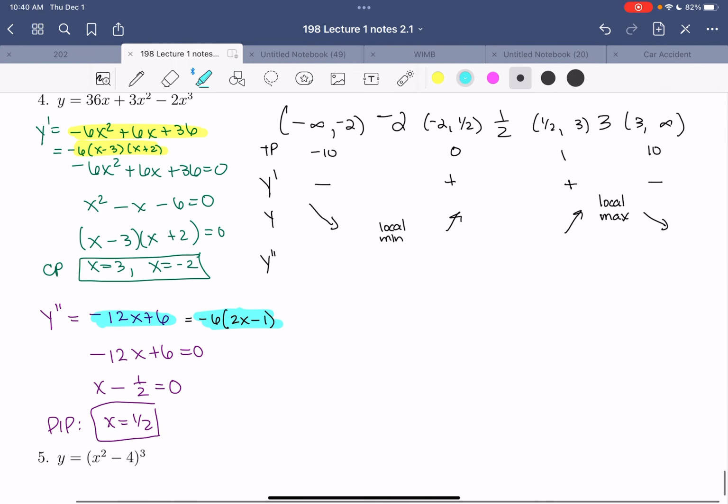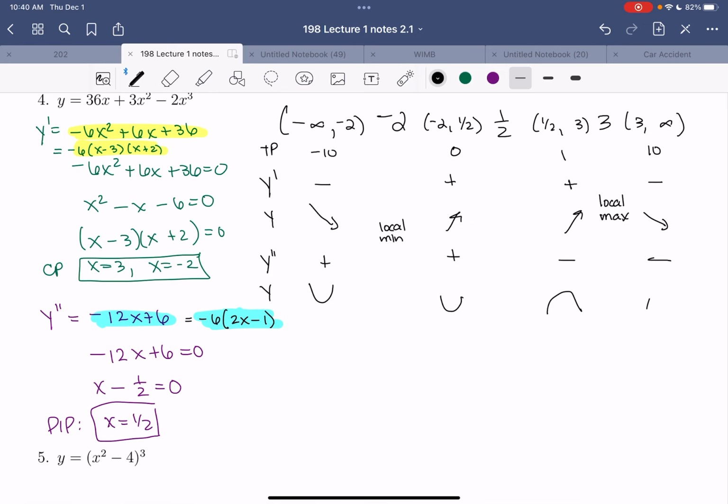Your choice. When you plug in negative 10, that's a negative times a negative, which is positive, which means I am concave up. When you plug in 0, that's also positive, so concave up. When you plug in 1, you get negative times a positive, so that's a negative, concave down. And when you plug in 10, that's 20 minus 1 is positive, times negative 6 is negative, concave down. And you can see that my inflection point is here in the middle.